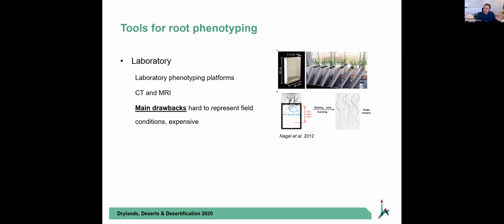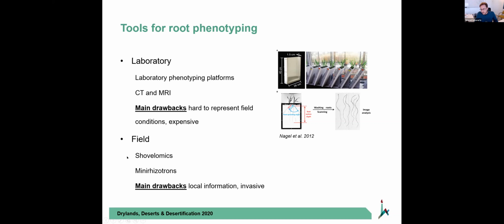The main drawback of all of those laboratory methods is that it's really hard to upscale them into what happens in the field, to field conditions. So the relation between what we see in the lab in this kind of nice box and what happens in the heterogeneous soil under various environmental conditions is really complex.